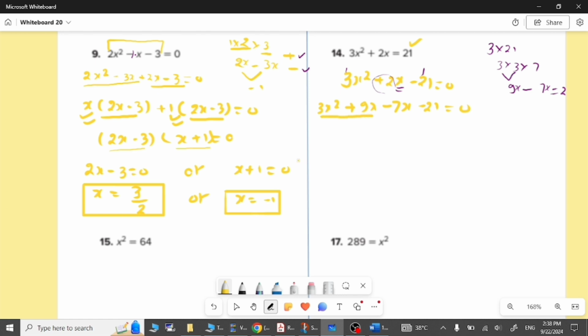I will make pairs now. Take common, 3x is common, so x plus 3 will remain. Here, if ever minus is at the first place, you have to take minus also common. So I will take minus 7 common, so again it will give you x plus 3. Again x plus 3 is common, so from here 3x will remain, from here minus 7 will remain.